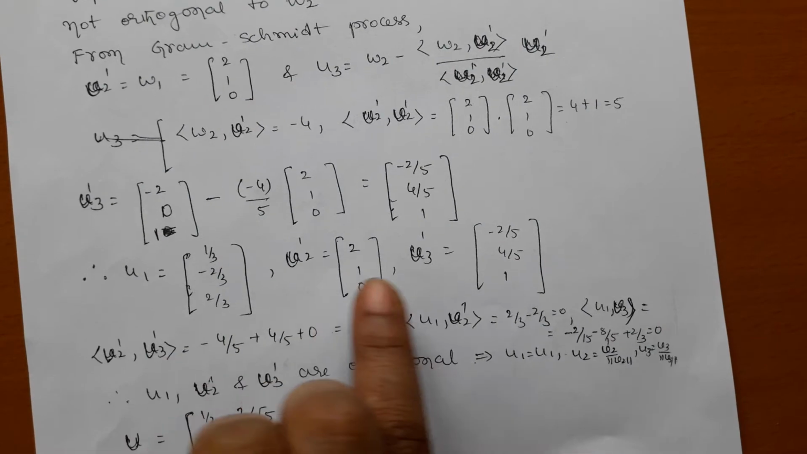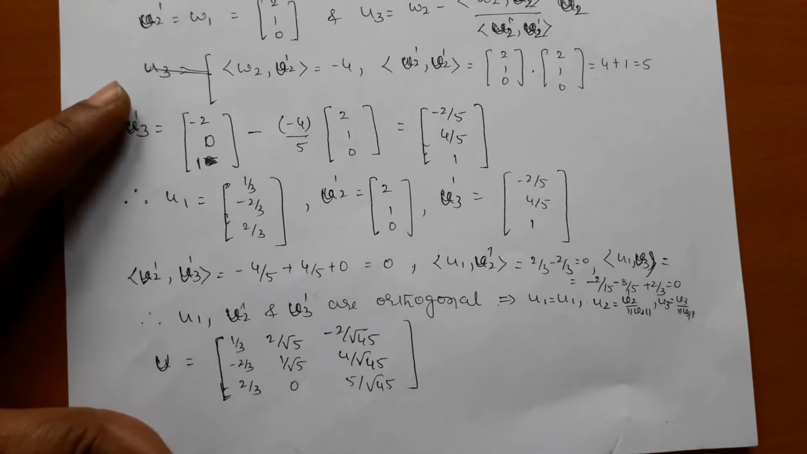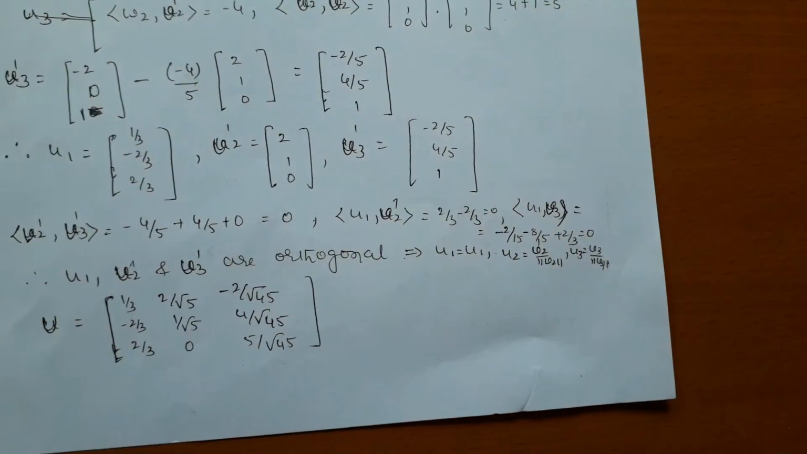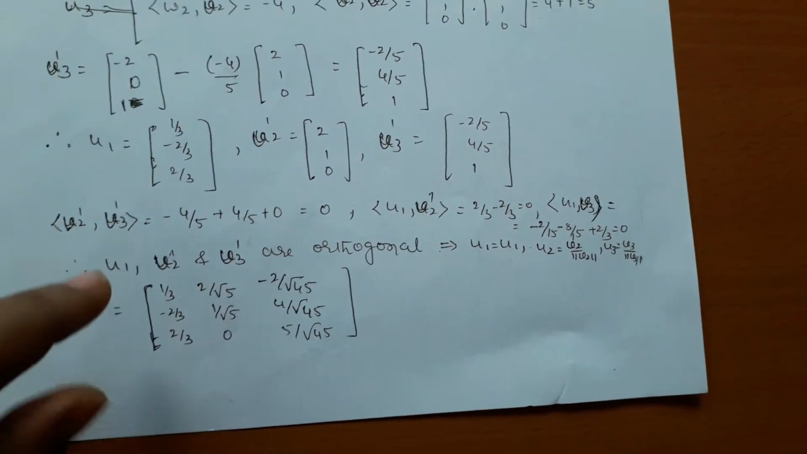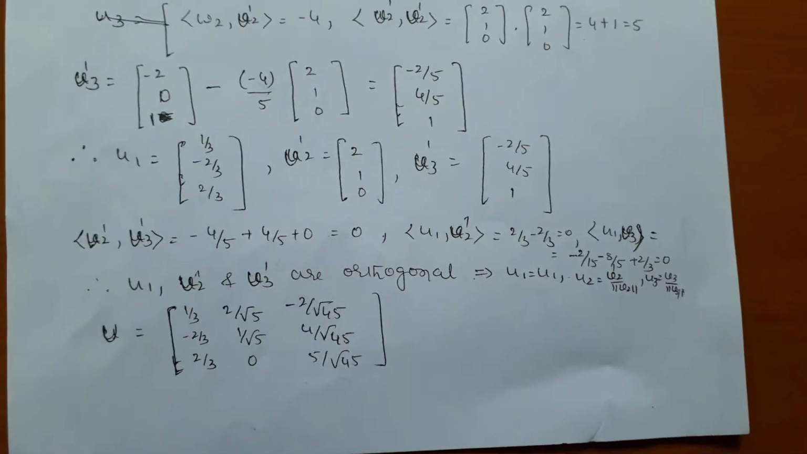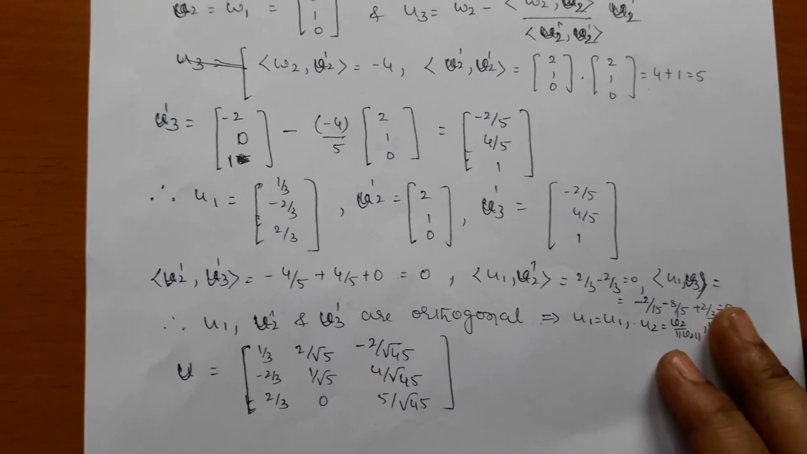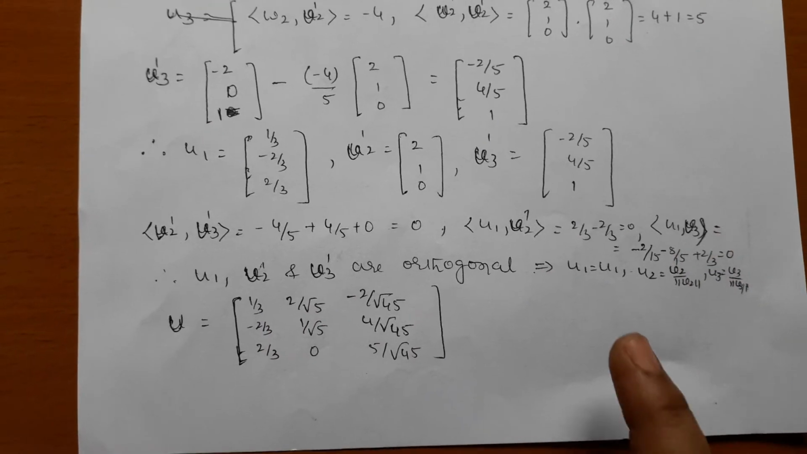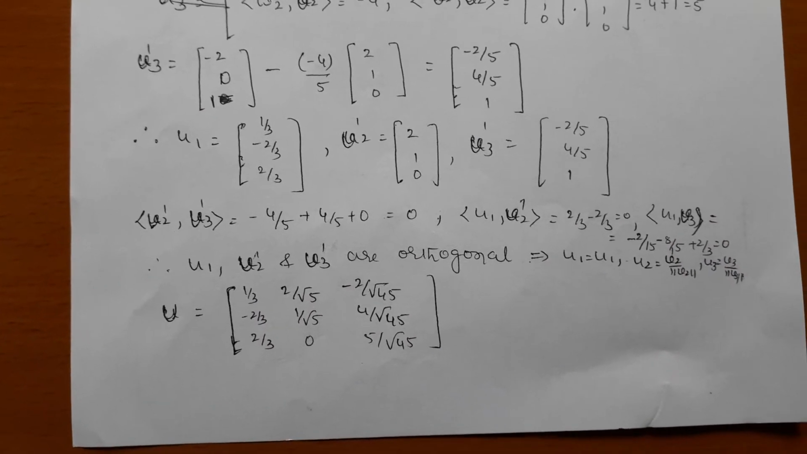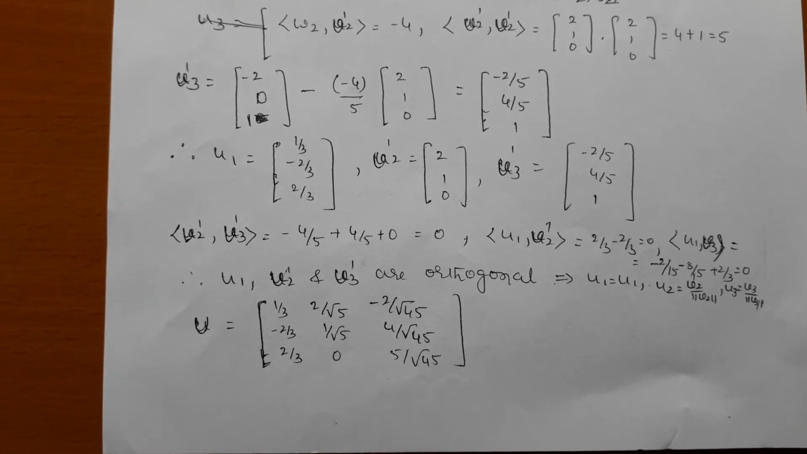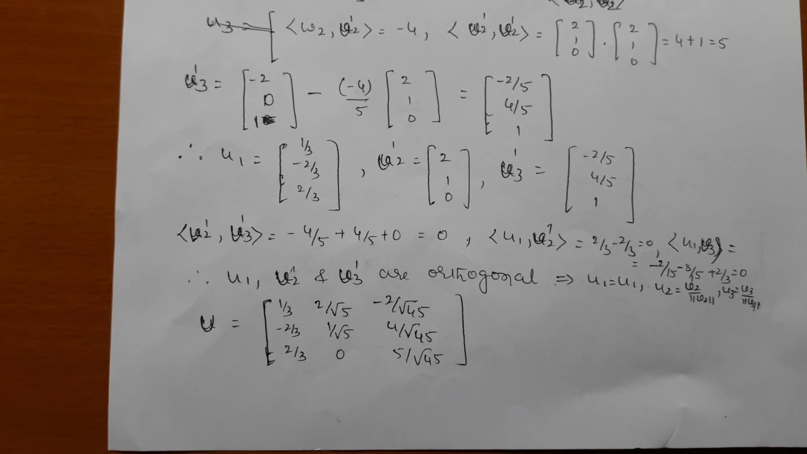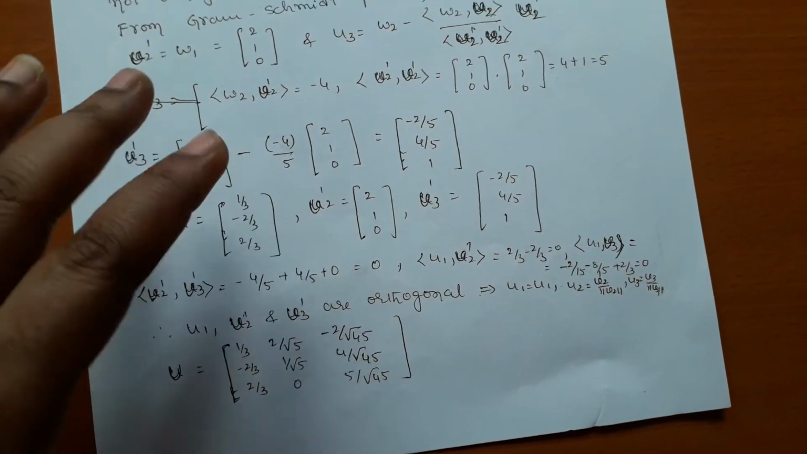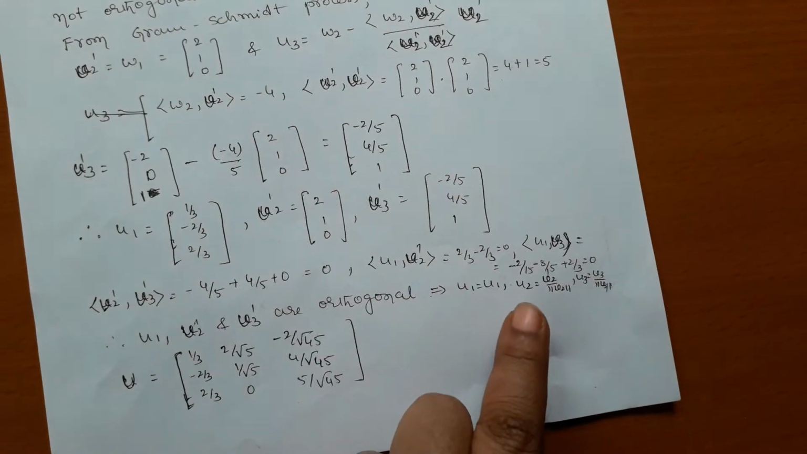Then you take these vectors and find the inner product. Definitely this inner product must be equal to 0. Then we say that U1, V2 prime, V3 prime, or U2, U3 also, are orthogonal. Then I have to normalize. Now observe carefully. U1 I am not going to normalize because it is already normalized.